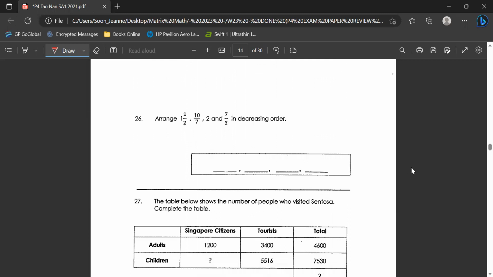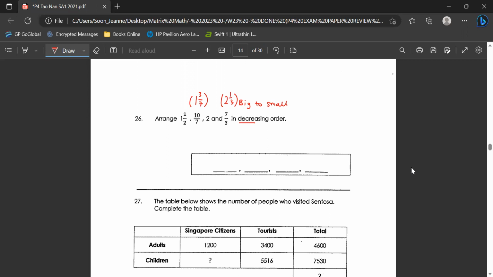So question number 26. Arrange 1 and 1/2, 10/7, 2, and 7/3 in decreasing order. Decreasing means from big to small, the fraction. So what I'm going to do is change the improper fraction to a mixed number. When you change 10/7 into a mixed number, this is actually 1 and 3/7. And 7/3 will be 2 wholes and 1/3.